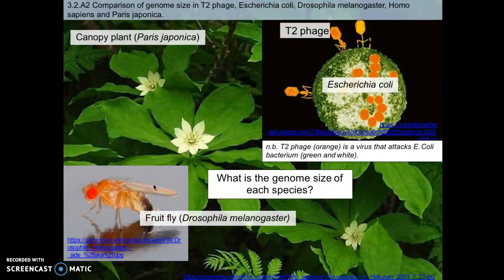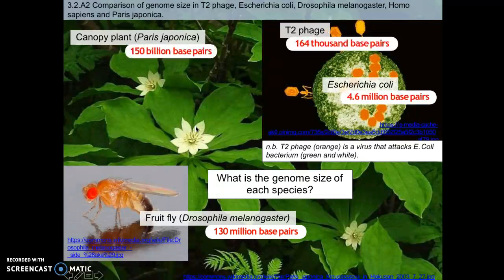Now we can look at some other organisms. We have the canopy plant, or Paris japonica. We have the T2 phage, which is the orange part here. So you have one there, and one there, and one there. And it's a virus that attacks E. coli. E. coli is this green and white blob thing here. This is Drosophila, which is a fruit fly.